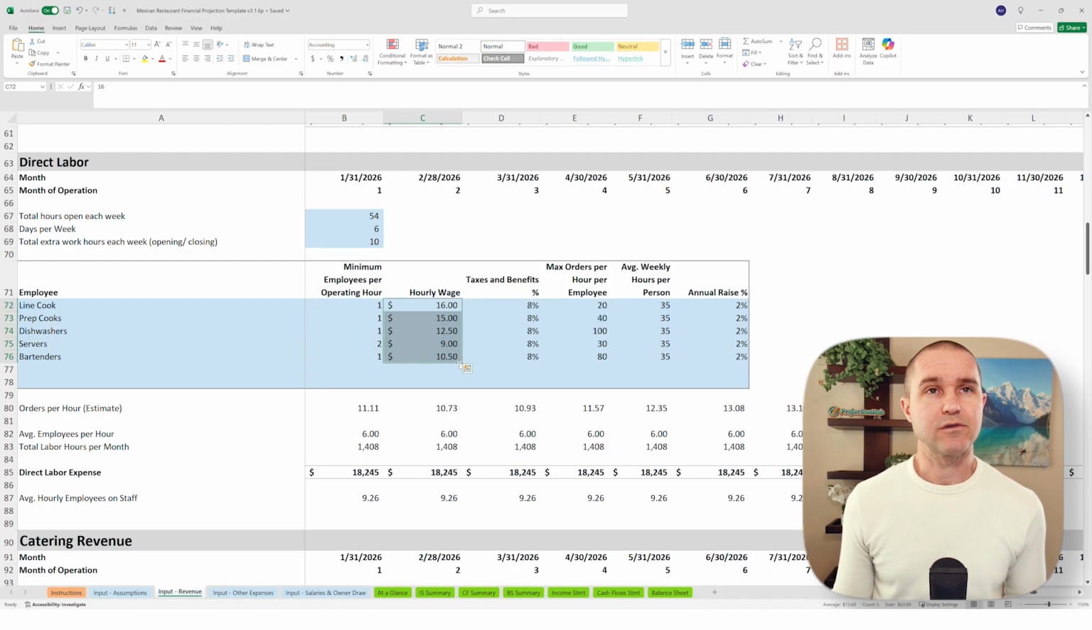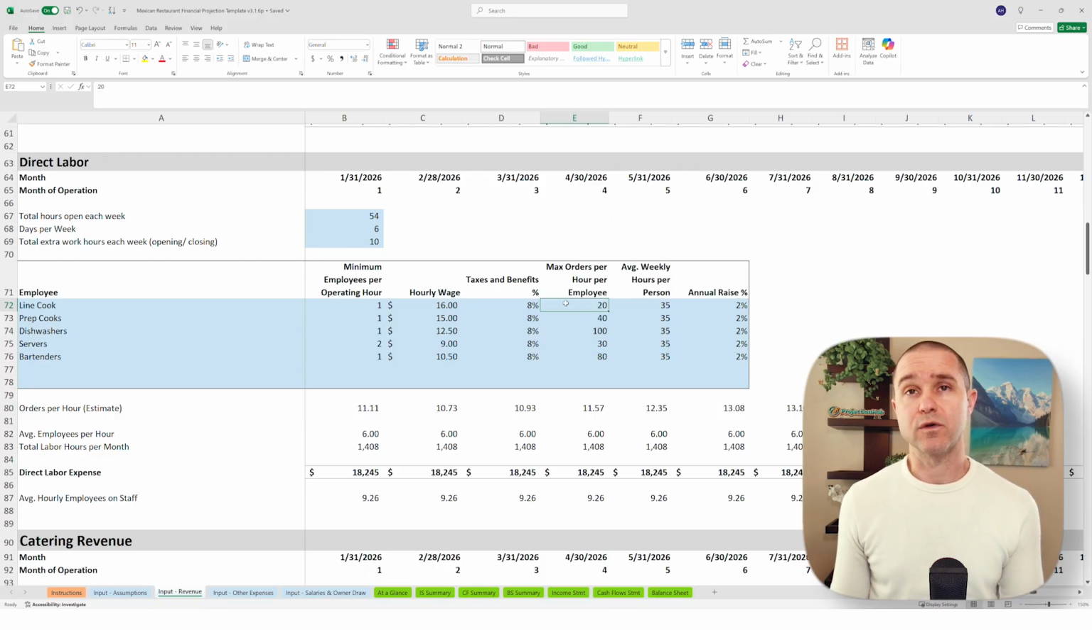Here's our estimated hourly wage. We're going to pay them the tax cost. And then this calculates the maximum number of orders per hour that an employee can handle. Okay. So we're saying that a line cook can handle basically 20 orders per hour.